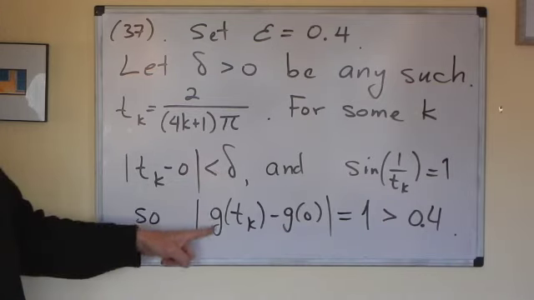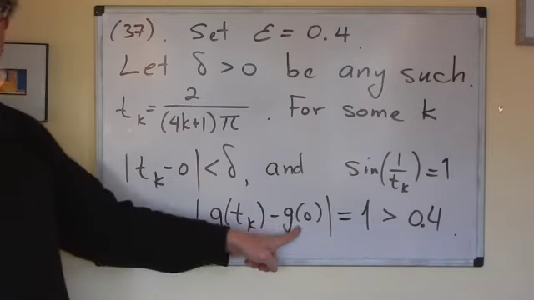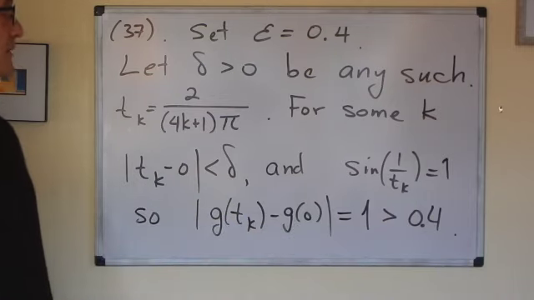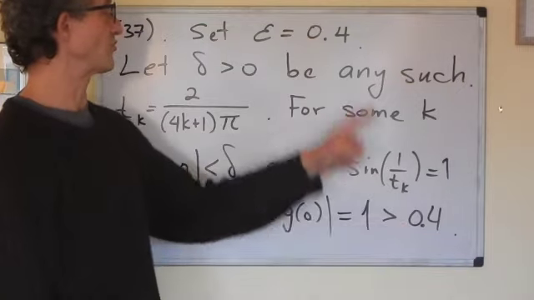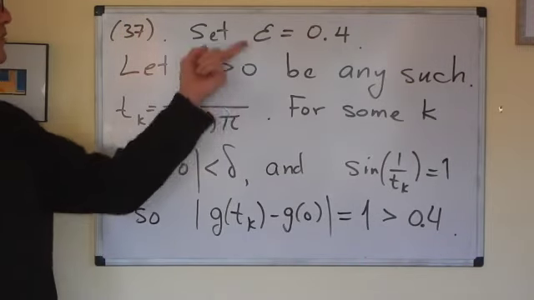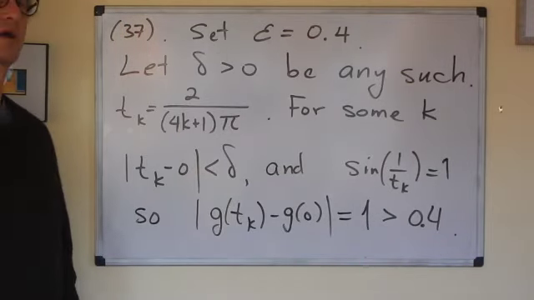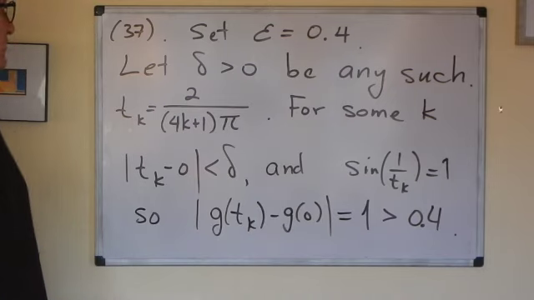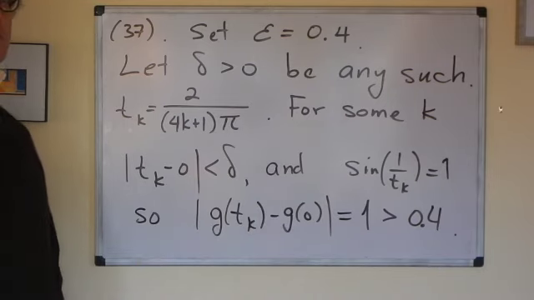And so g of t sub k minus g of 0, which you recall is 0, is equal to 1 minus 0, which is 1, and that's bigger than 0.4. And so, with epsilon equal to 0.4, that tolerance cannot be met, no matter what delta we choose. And so this function g is not continuous at 0.